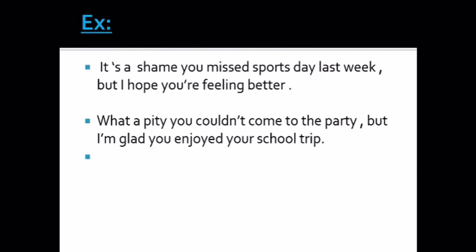Here are 2 examples. It's a shame you missed the sports day last week. So it seems that it was a very nice sports day, and I'm very sorry for my friend that he missed this occasion. But I also know the reason why my friend missed it. He missed this opportunity because he was sick, and I hope he is feeling better right now.